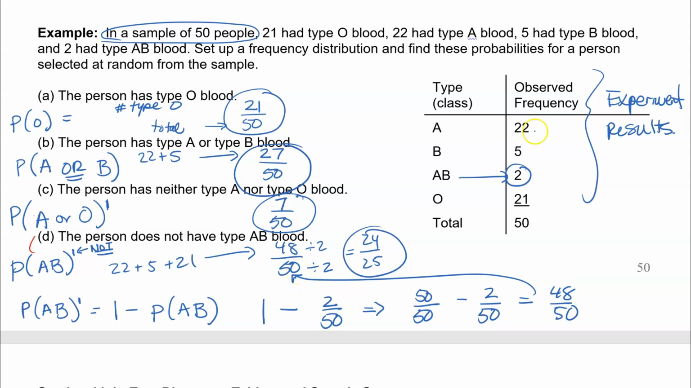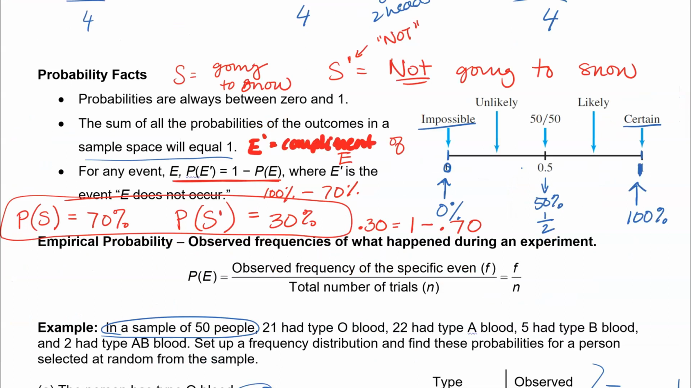So we could either add all the ones that are not AB or do 1 minus AB, and either way we're going to get the same answer. So it gives us some options there. All right, so that was all of that first section here.